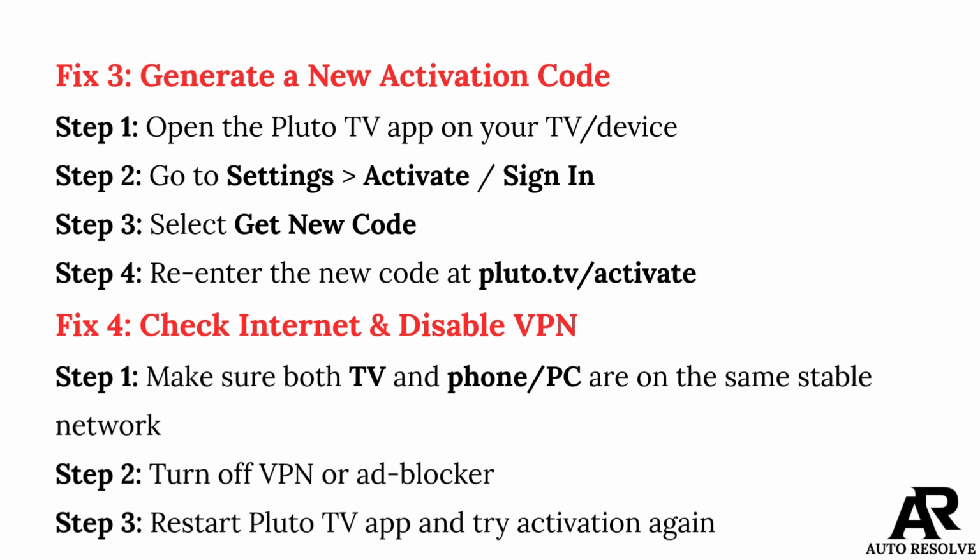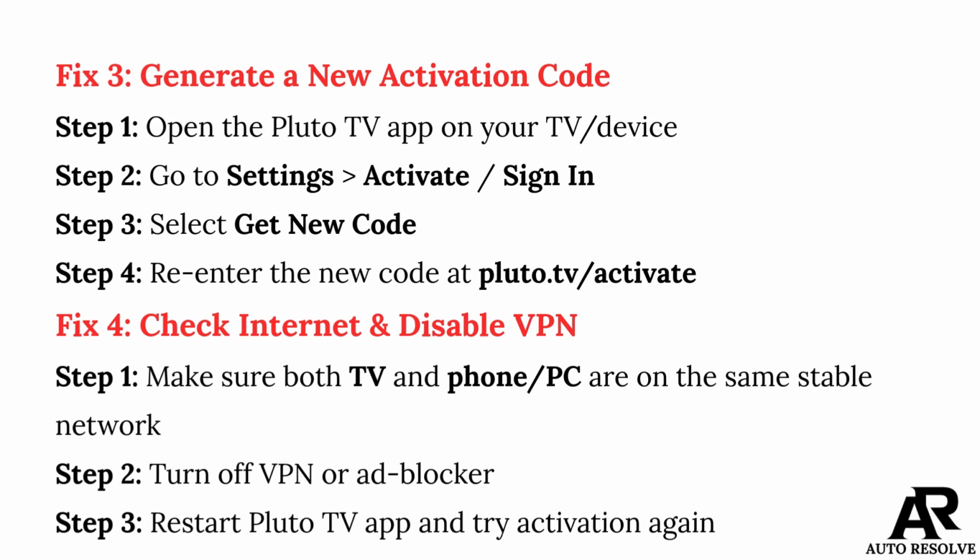Fix 3. Generate a new activation code. Step 1. Open the Pluto TV app on your TV/device. Step 2. Go to Settings, Activate/Sign In. Step 3. Select Get New Code. Step 4. Enter the new code at Pluto TV/activate.